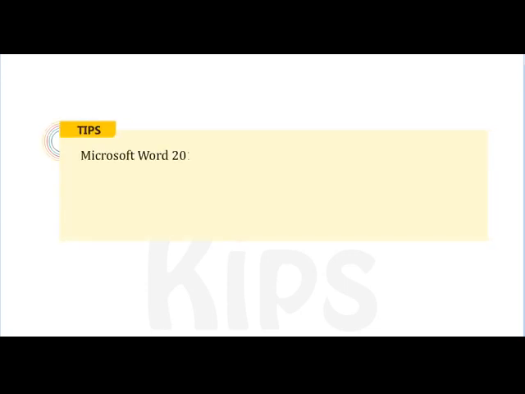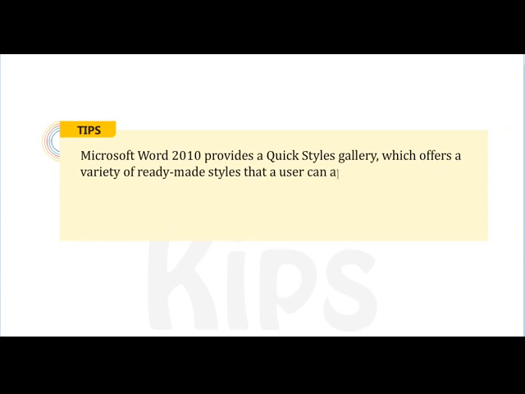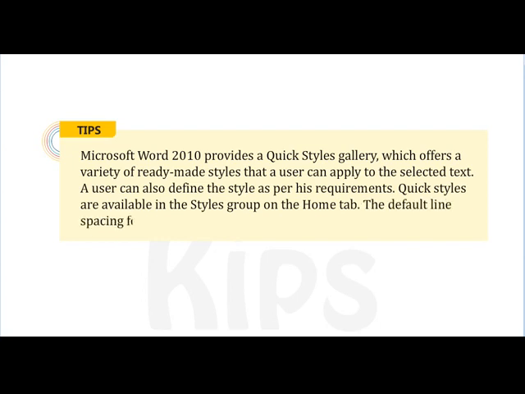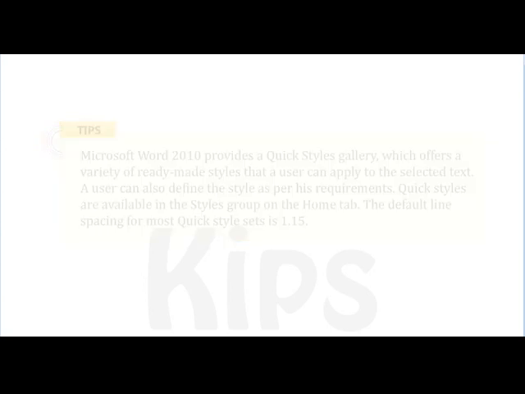Microsoft Word 2010 provides a quick styles gallery which offers a variety of ready-made styles that a user can apply to the selected text. A user can also define the style as per his requirements. Quick styles are available in the Styles group and on the Home tab. The default line spacing for most quick style sets is 1.15.